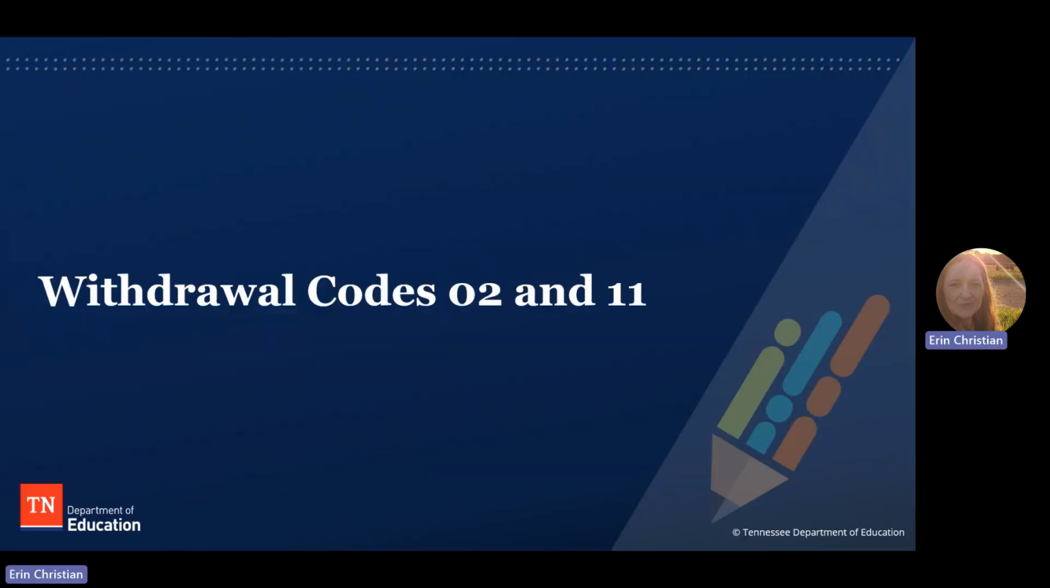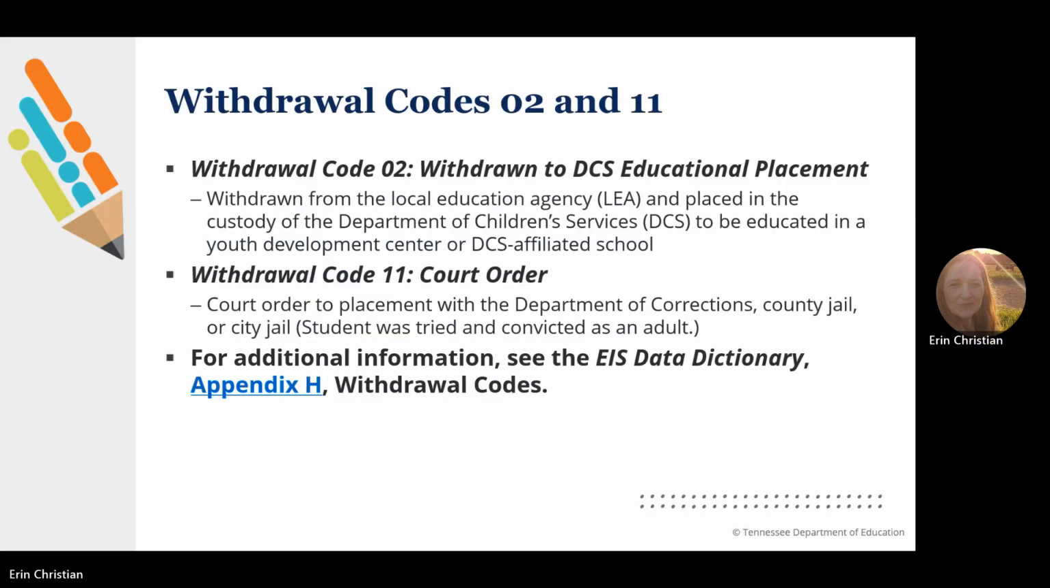First, we'll discuss withdrawal codes 0, 2, and 11. Withdrawal code 02 indicates withdrawn to DCS educational placement. This means that the student was withdrawn from the local education agency or LEA and placed in the custody of the Department of Children's Services, DCS, to be educated in a youth development center or DCS affiliated school.